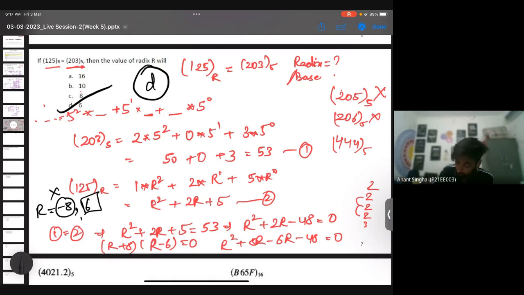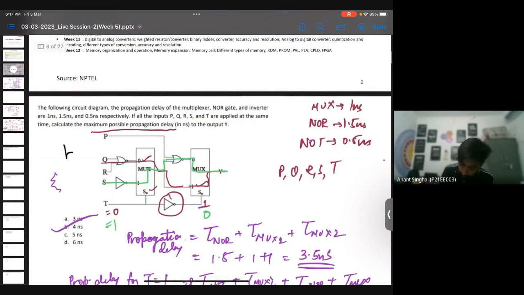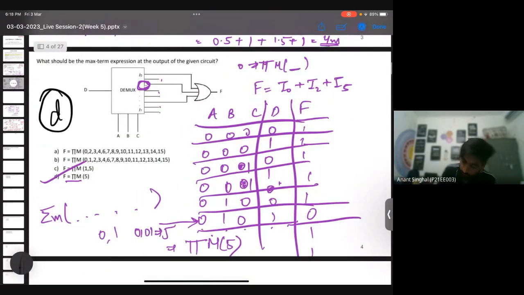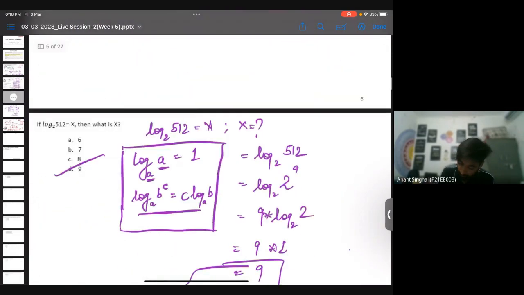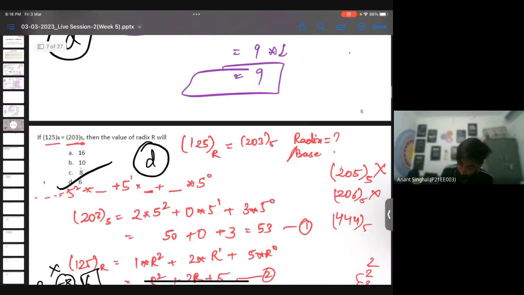So let me go above also. I have not written it correctly, I guess. Yeah. So if I say the correct answer to this question was option B, and for this it was D, and for this it was again D, and then it was D.